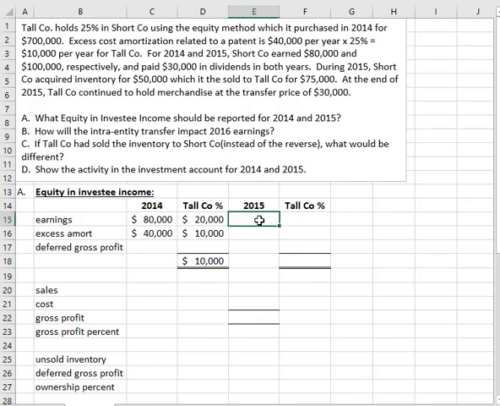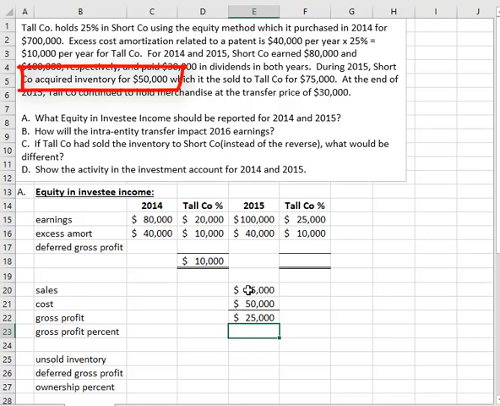Okay, so what about in 2015? The earnings were 100,000. Same thing. Tallco would get a fourth of it, or 25%. And then the excess amortization is still 40,000, and they get a fourth of it. That's a minus. Now we do have some deferred gross profit, so let's calculate that. The sales between them were 75,000, and the cost was 50. So gross profit is sales minus cost of goods sold, and the percent is gross profit divided by sales.